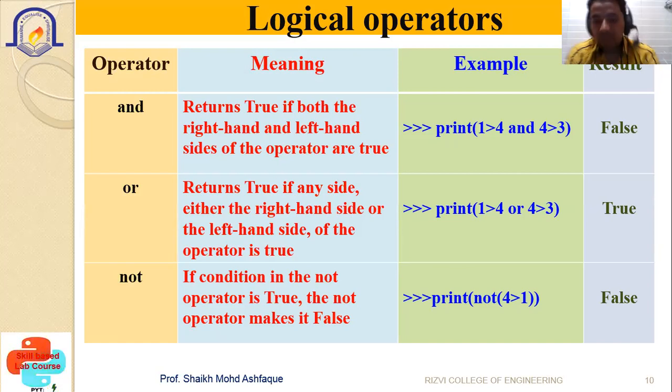Next is 1 greater than 4 or 4 greater than 3. Now if any one is true, in the case of or, it will return a true value. So 1 greater than 4 is false, but 4 greater than 3 is true, so it will return a true value. And then the not operator basically negates your output. 4 greater than 1 is true, but not is used, so it negates it and gives you the false value. So here we have understood where to use the logical operator. It is used in between relational expressions.